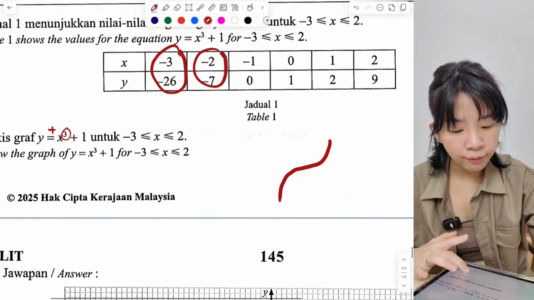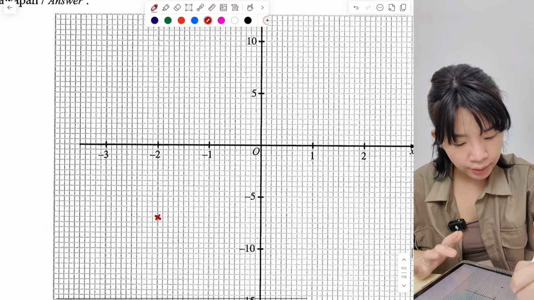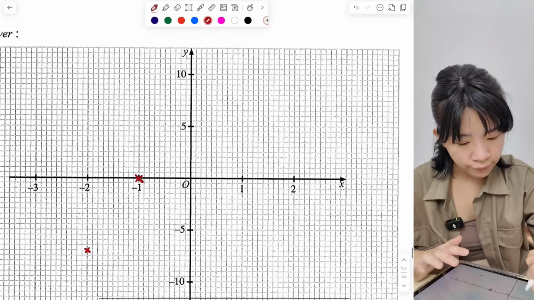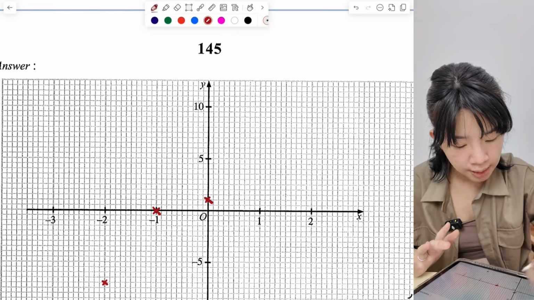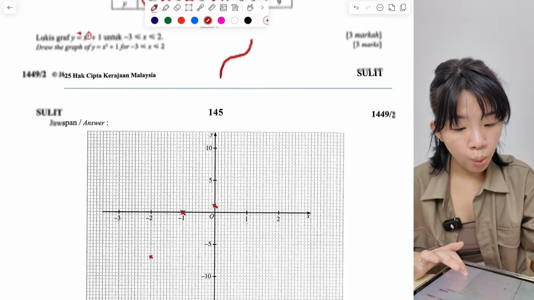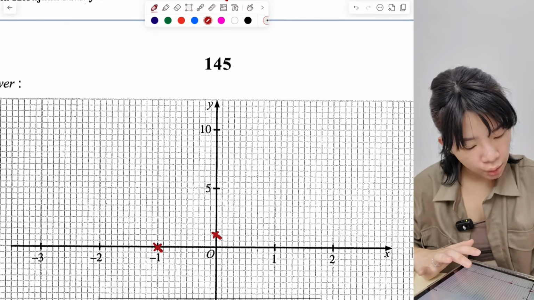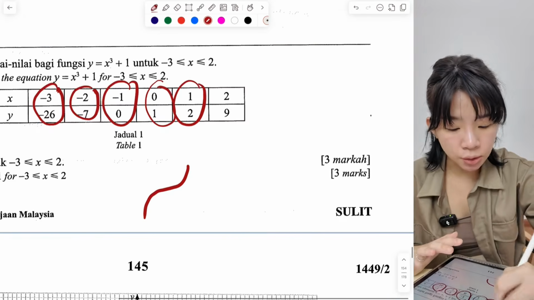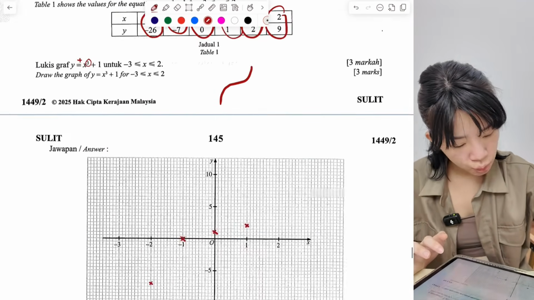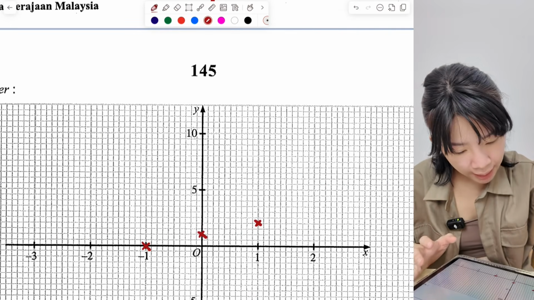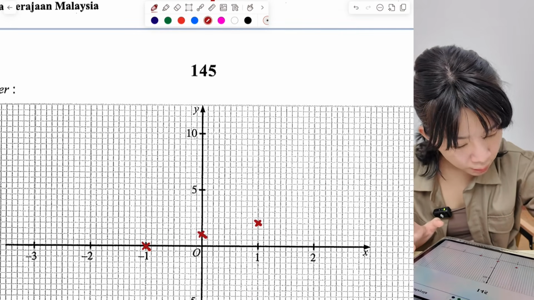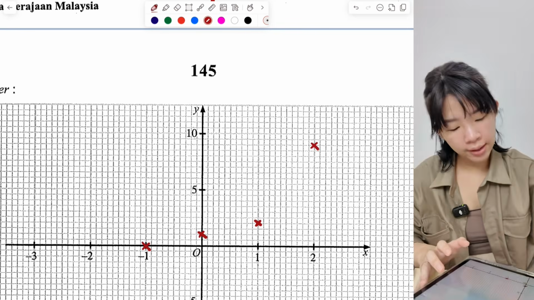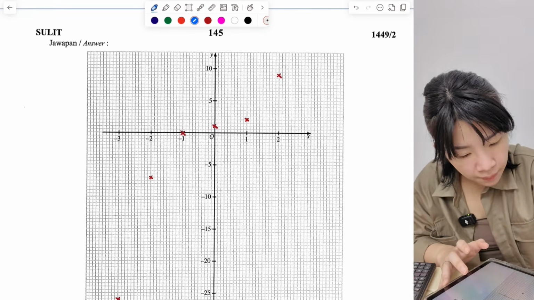Okay, next, negative 1, 0. So negative 1, 0 is exactly on the x-axis. Okay, next, 0, 1. So at 0, go up 2 small boxes here, 1. And next, 1, 2. Okay, from 1, go up 4 boxes here. Okay, last one. When x is 2, y is 9. 2, 9. So from 2 go up until 10. From 10 go down 2 small boxes, which is 9. Alright, so now you just have to join them up.